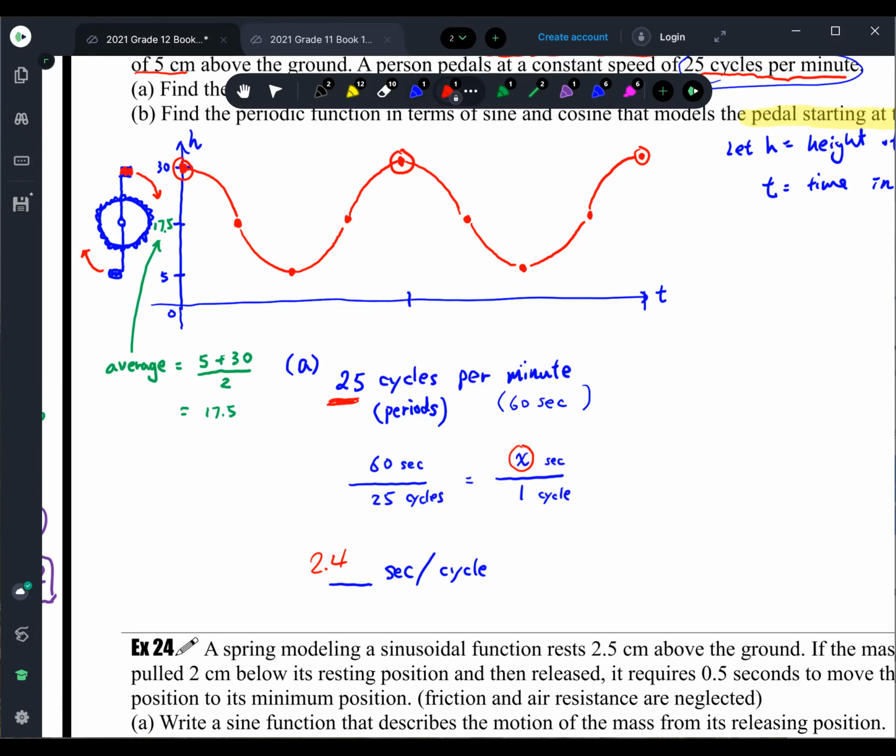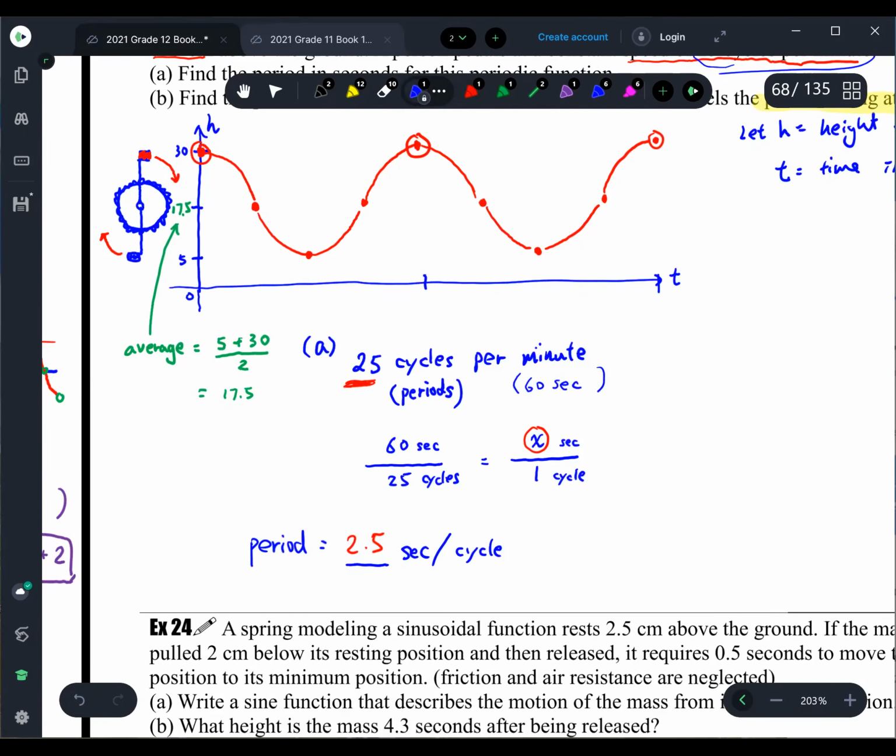So you can see X over 1 is 60 over 25. To find X, you can cross multiply: 60 divided by 25. So that's our period. So your answer for question A, to find the period, is 2.5 seconds. Okay, any questions?